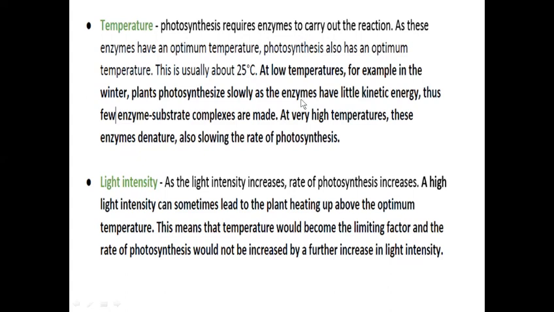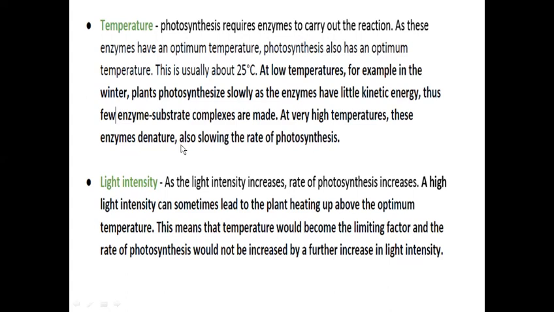So the plant photosynthesizes slowly when the enzymes have little kinetic energy. Thus, few enzyme-substrate complexes are made. At very high temperature, these enzymes denature. One more thing: when we talk about the relationship between temperature and enzyme activity, each and every enzyme has a specific temperature at which it works best. That temperature is called the optimum temperature. But whenever the temperature exceeds the optimum point, the enzyme starts denaturing.